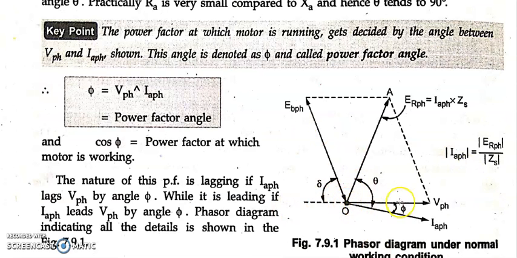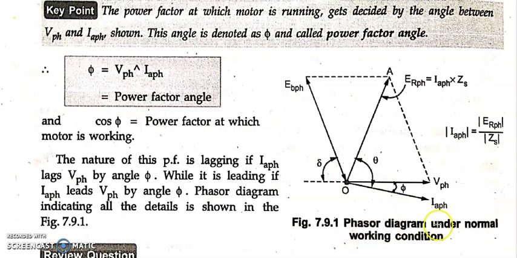This is one of the load conditions, the phasor diagram under normal working load condition. You can see that V phase is always constant, and EB phase depends upon the field current IF, because EB per phase is proportional to the flux and flux is proportional to the field current. Delta depends on the load condition, and Ia again depends on the load condition as well as EB phase. We shall see that later. Now you came to know delta.